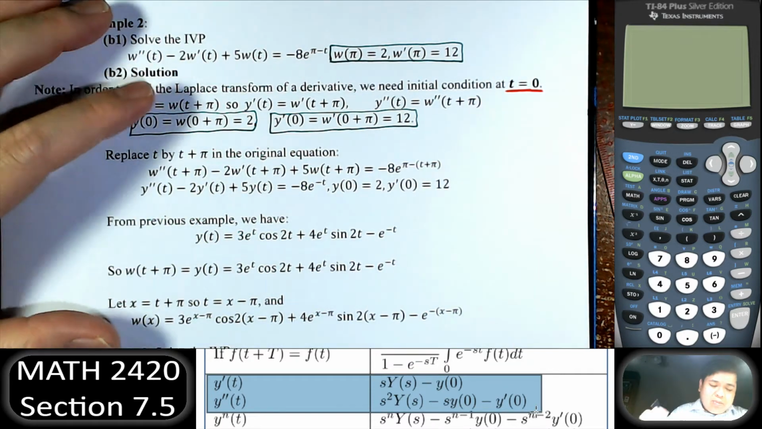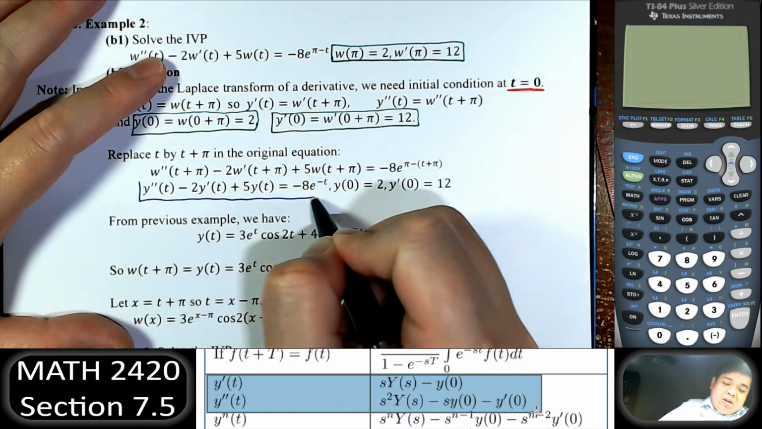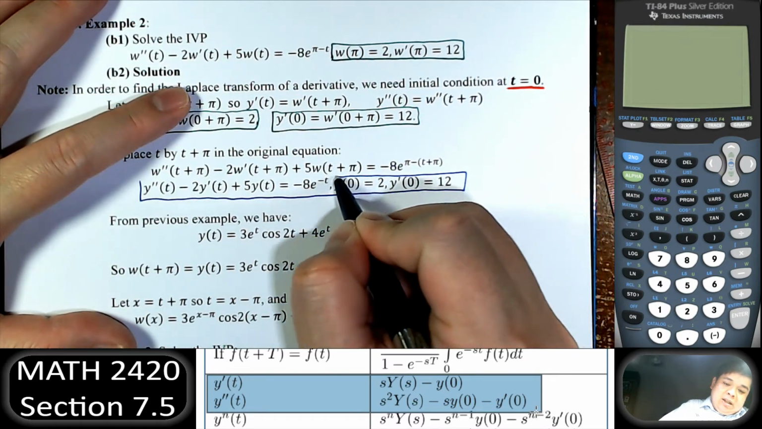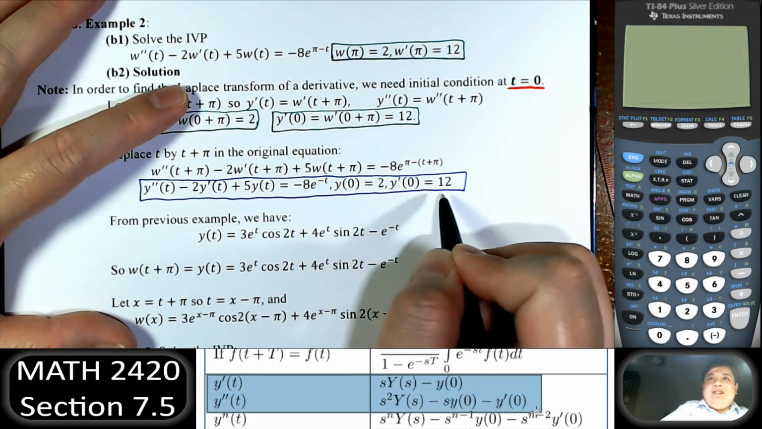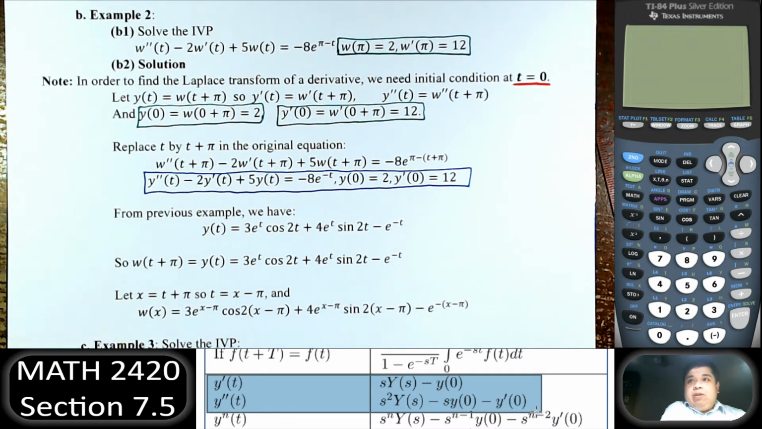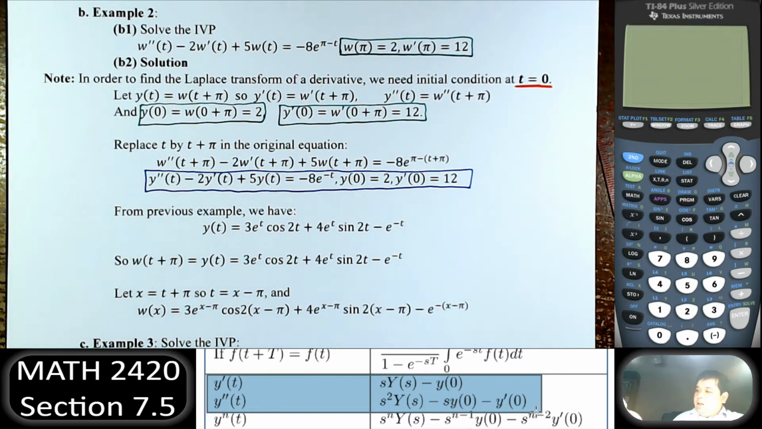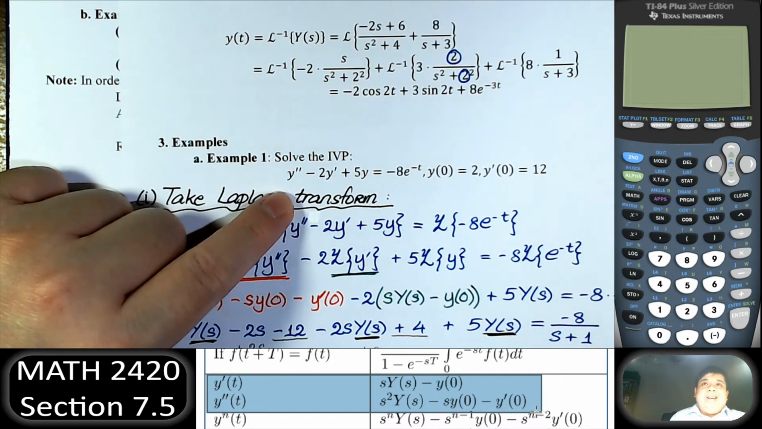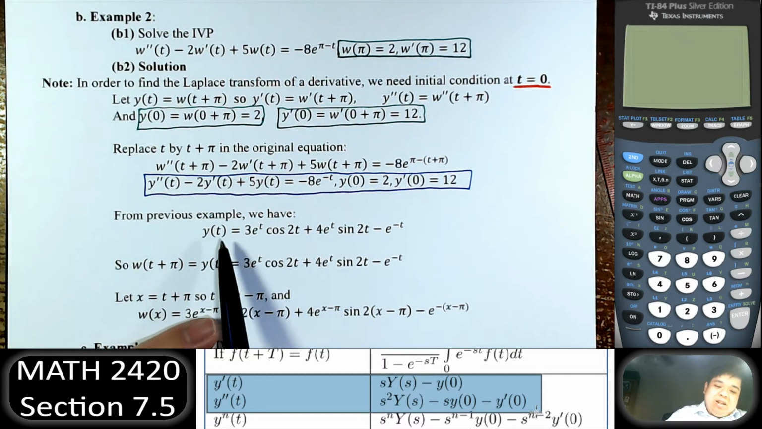So if we're going to use the Laplace transform, we have to write the equation in terms of t, and the initial condition has to be at 0. So we can do the Laplace transform of the derivative, with the formula of course over there. Right. Now, this problem is exactly the previous problem that we did. So we can write y of t is equal to the solution.